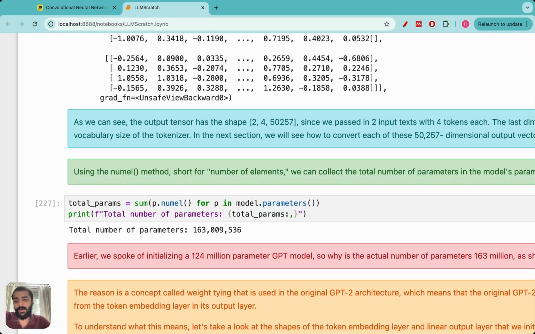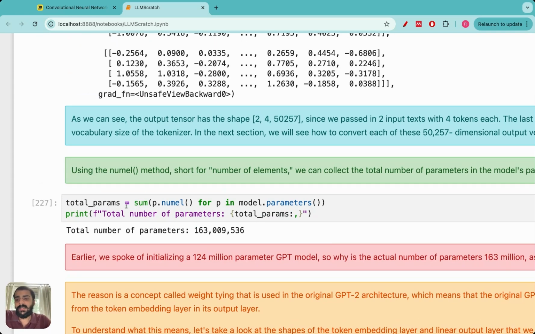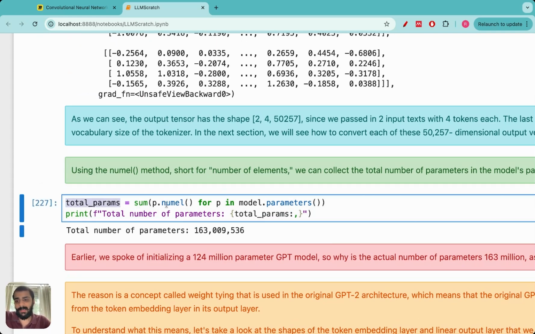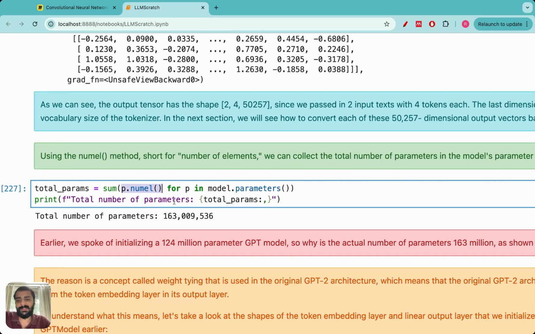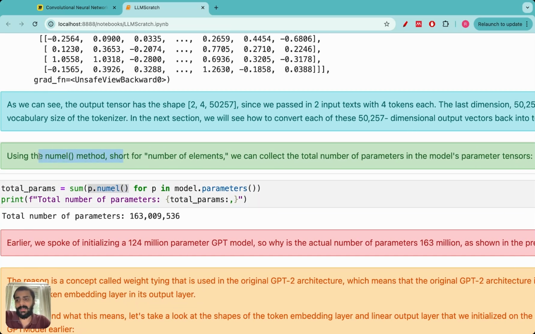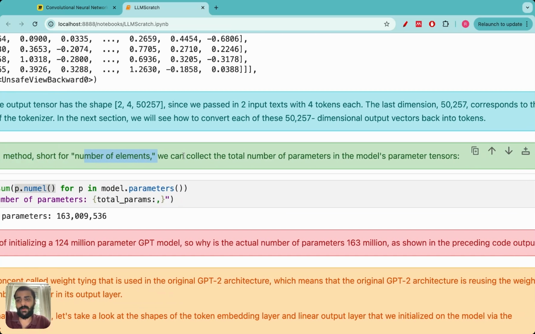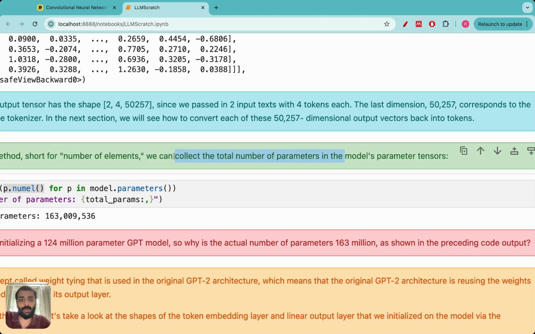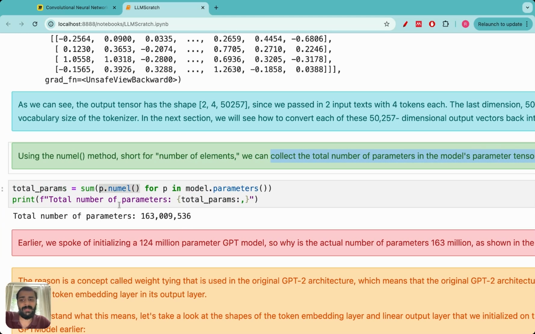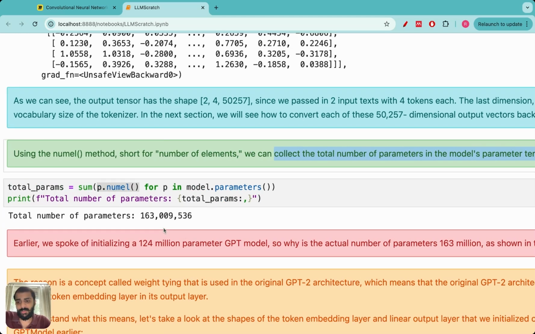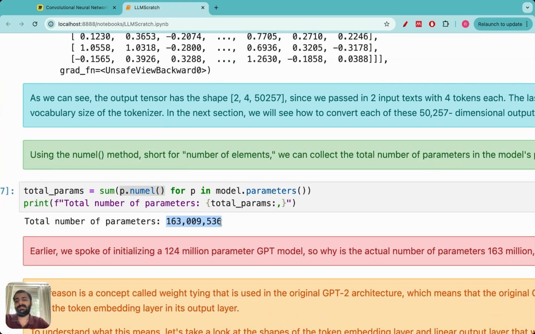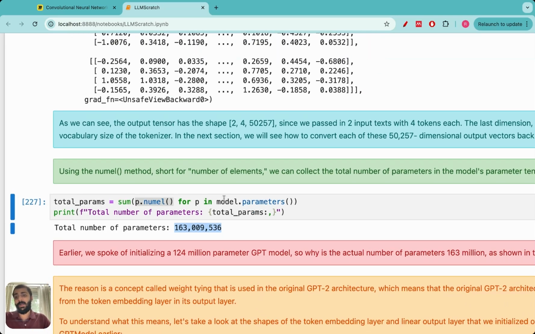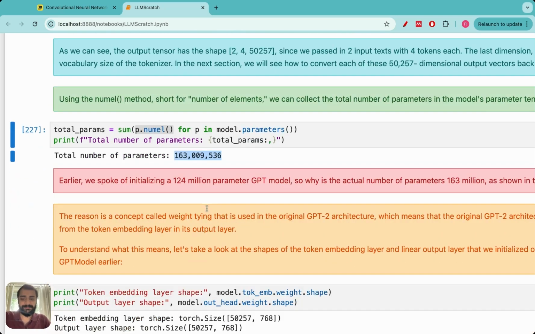We can actually print out the number of parameters. We can have total params and use p.numel. Using the numel method, short for number of elements, we can collect the total number of parameters in the model's parameter tensors. If you print out the total number of parameters, you will see that it is equal to 163 million. Huge number of parameters, right? And all of this is running on our local machine.